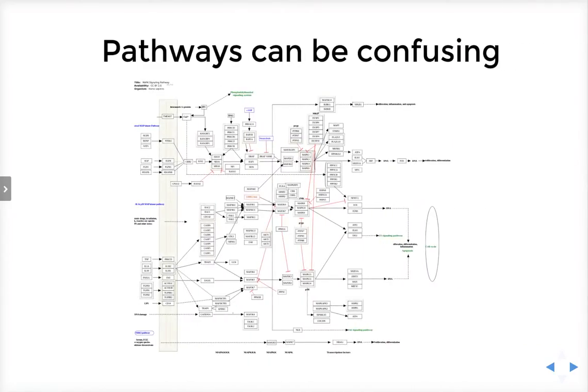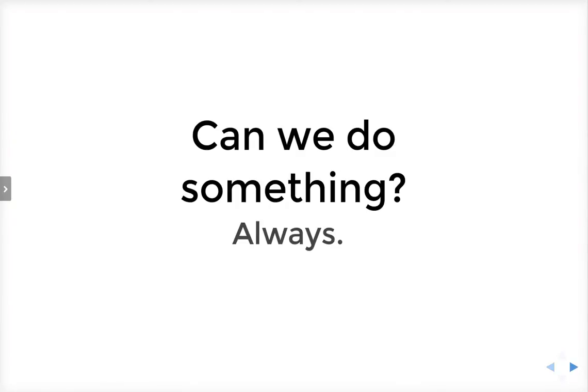They can be confusing. Take a look at this one. This is the MAP kinase signaling cascade. You can see it's extremely large with many subnetworks. Even with WikiPathways interactive diagrams, it would still take some time and effort to study and understand it. So the question is, can we do something about this?